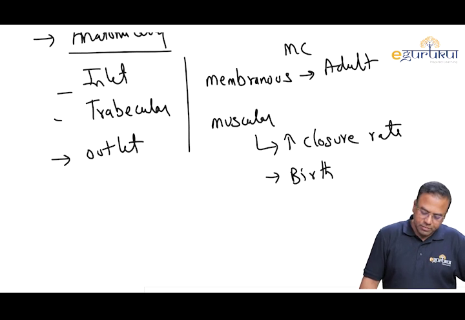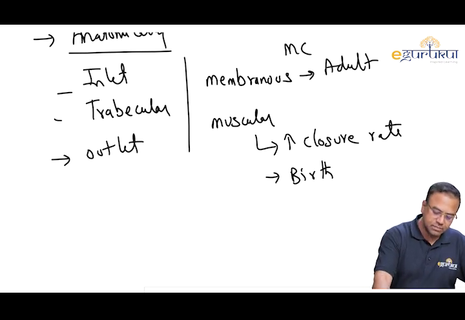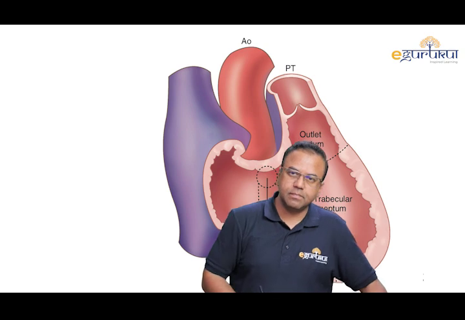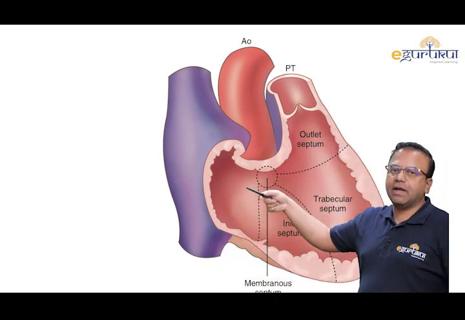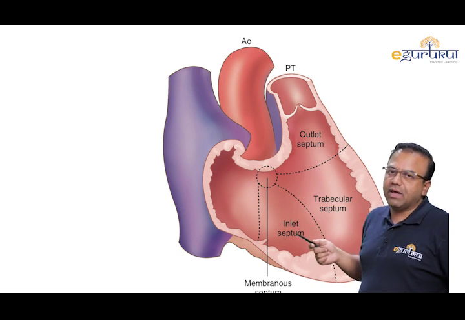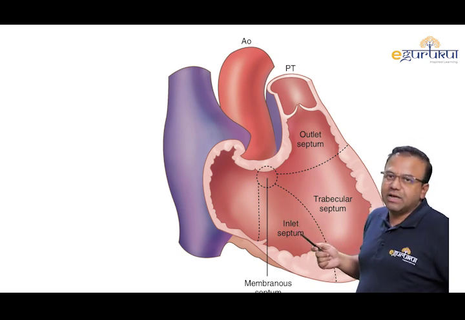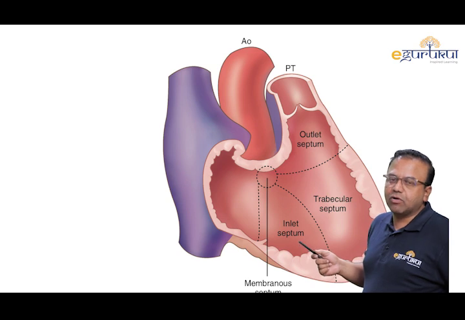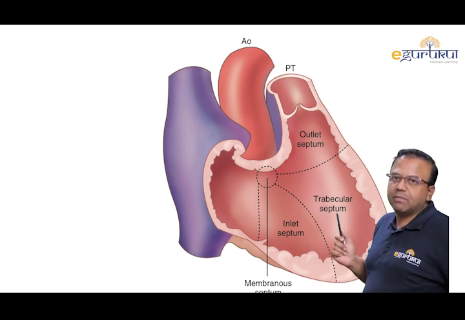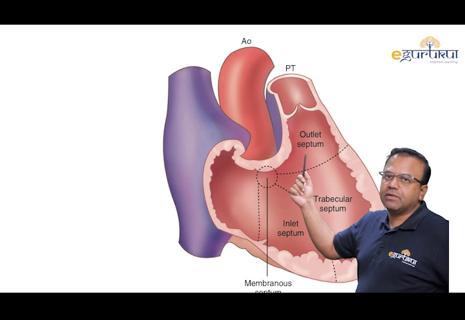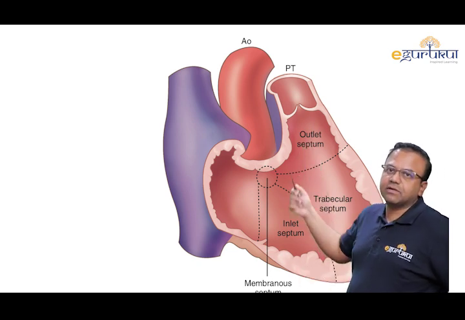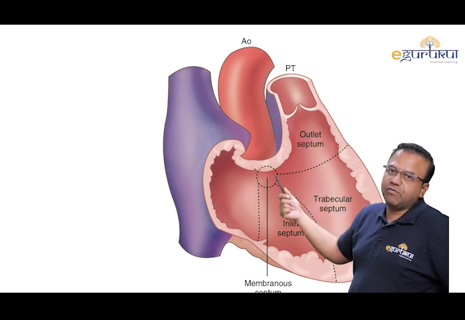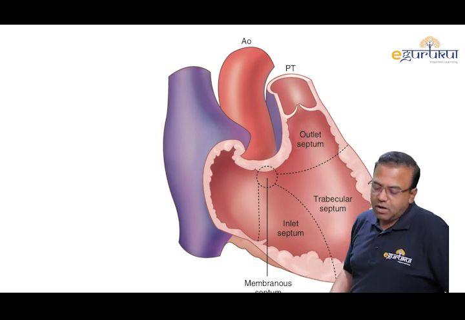Another important point to remember is, what are the inlet, trabecular and outlet? As you can see in this image, the inlet is basically connected to the atria, and we're looking at the septum from the right ventricular side. So this is the inlet septum, close to the atria. You have the trabecular septum, and then we have the outlet, which is basically connected to the major vessels. Since we're looking from the right side, this is connected to the pulmonary trunk, and obviously if you look from the left side, it would be connected to the aorta.